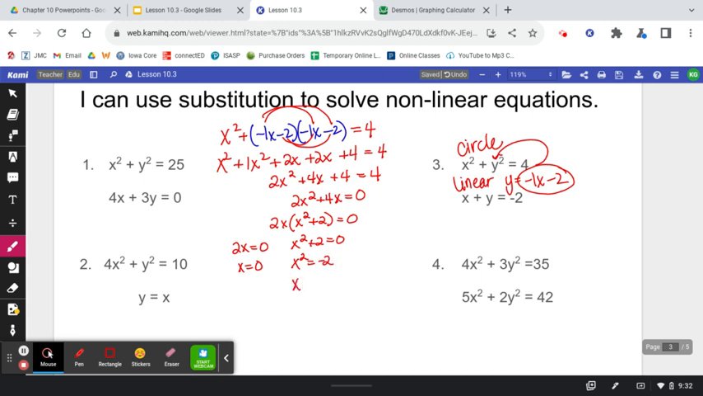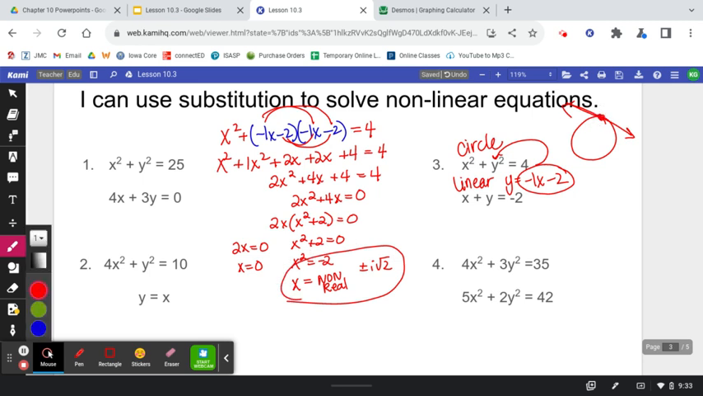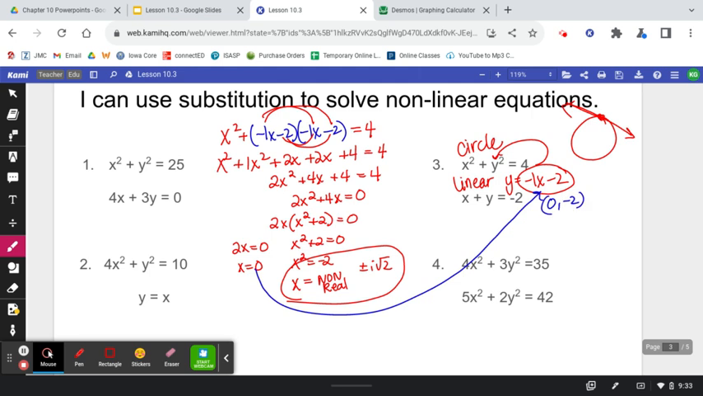And when I try to take the square root of negative 2, I get a non-real answer, or plus or minus i square root of 2. So since I got a non-real answer, what this is telling me on this one is that I have a circle with a line that is just touching it once. That's what this non-real means. But I do know that one solution, this solution here, is at 0 comma something. So I'm going to take that 0 and put it back into here. And I'll get 0 comma negative 2.